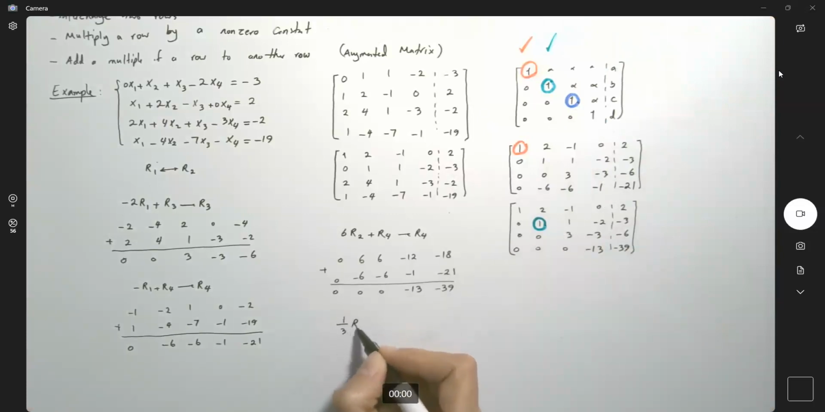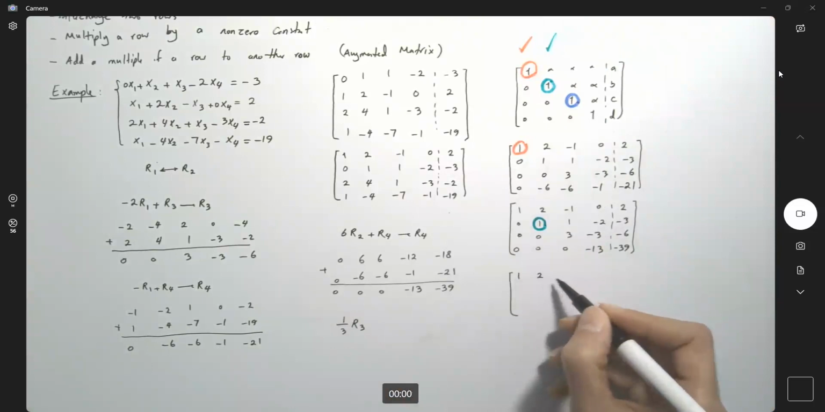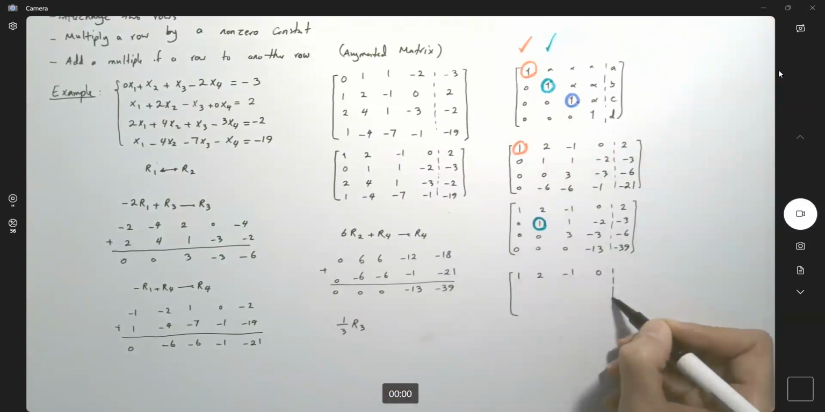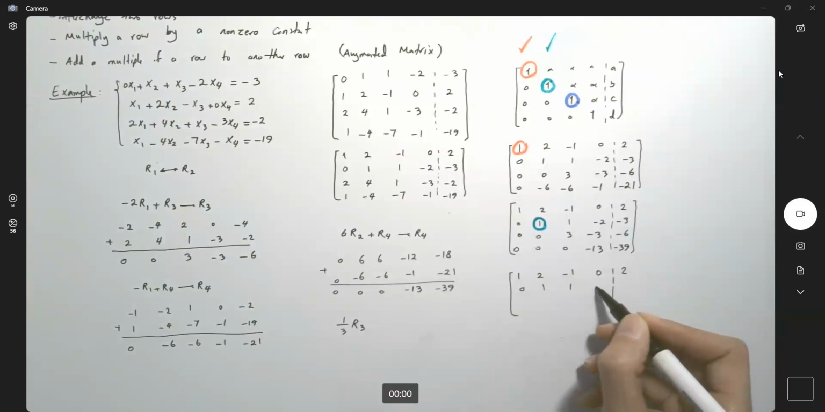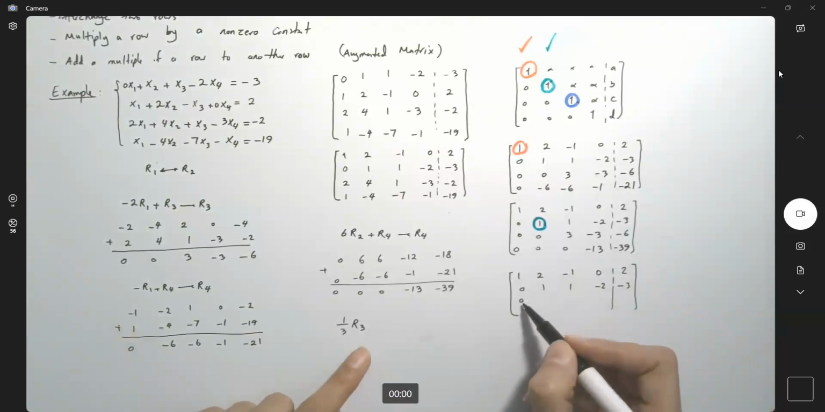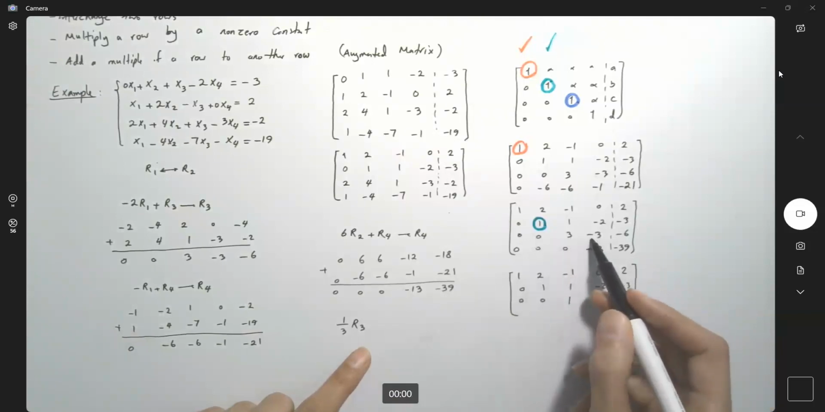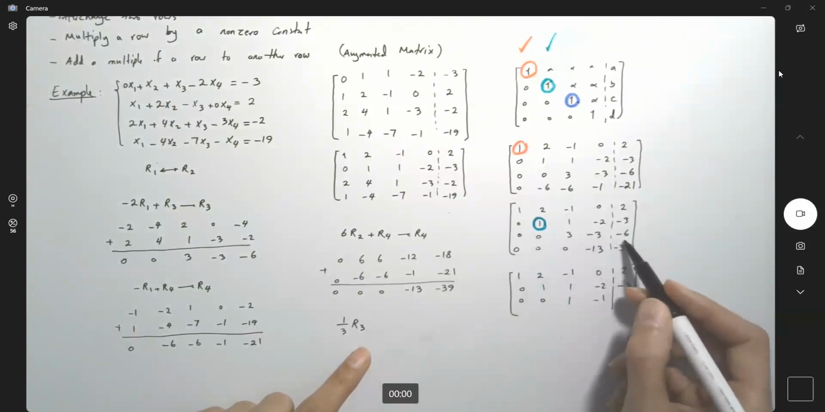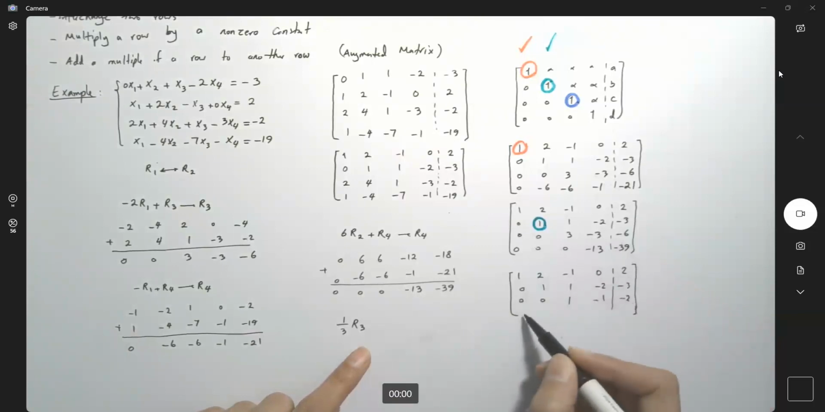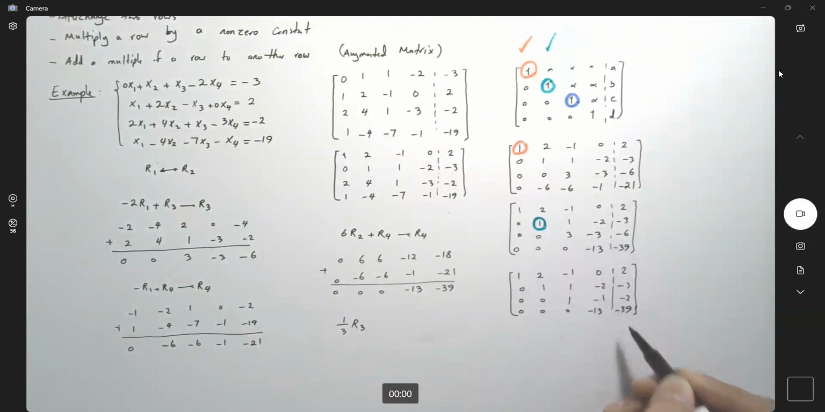A third times R3. The first row stays 1, 2, -1, 0, and 2, and the second row 0, 1, 1, -2, -3. So far, so good. For the third row, 0 times a third is 0, 0 times a third is 0, a third times 3 is 1, -3 times a third is -1, and here I have -2. Let's copy down the last row, 0, 0, 0, -13, and -39. Very good.